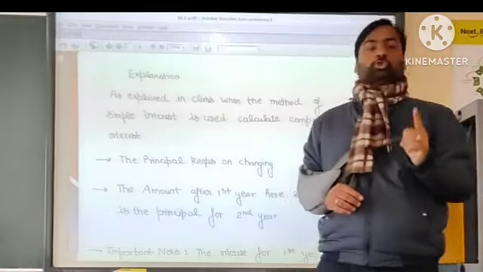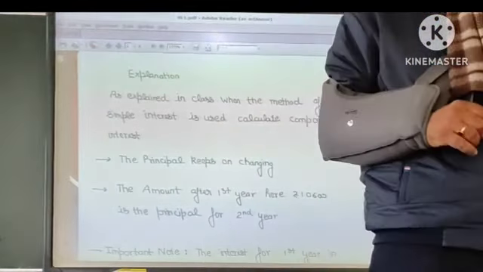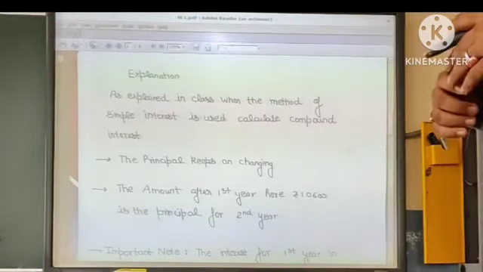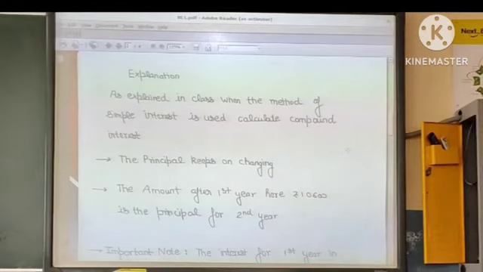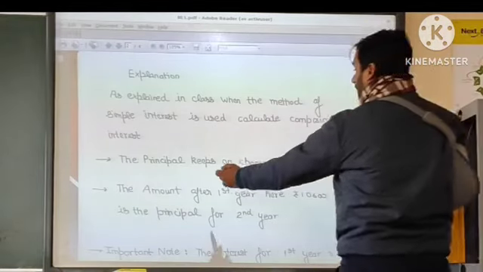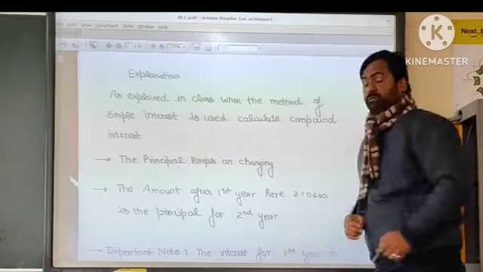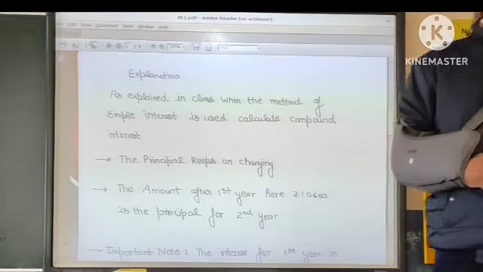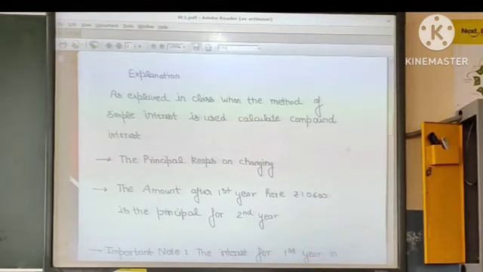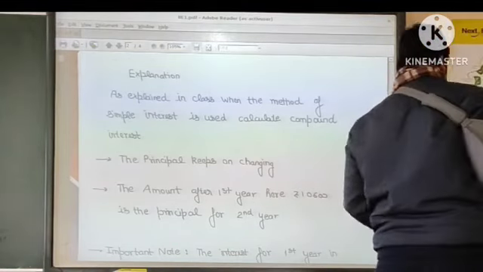So now the principal keeps on changing. In the previous question, could you see that the principal for the first year was 10,000, but for the next year it was how much? 10,600. Then the amount after the first year is 10,600, and this is the principal for the second year. That means whatever amount you get after the first year is the principal for the next year. And here we are calculating for 2 years.